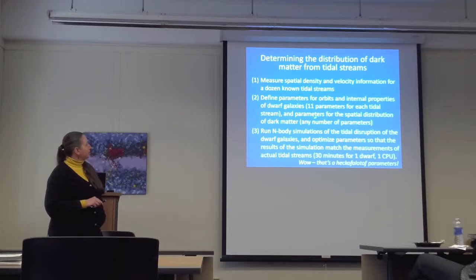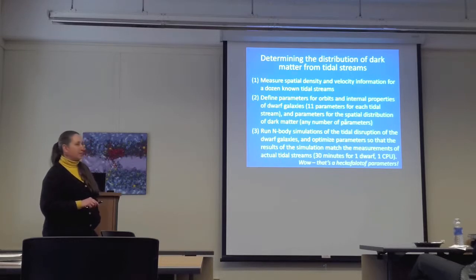And then you have parameters for the spatial distribution of dark matter, and as Fran pointed out, there could be any number of parameters or models to try to put that together. So you make simpler ones and more complicated ones as they don't work. And they're all static, right?